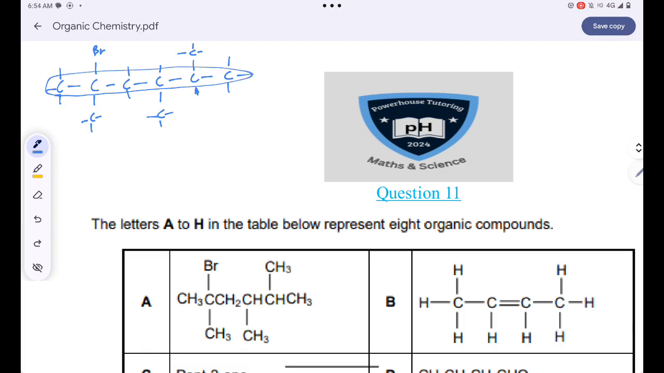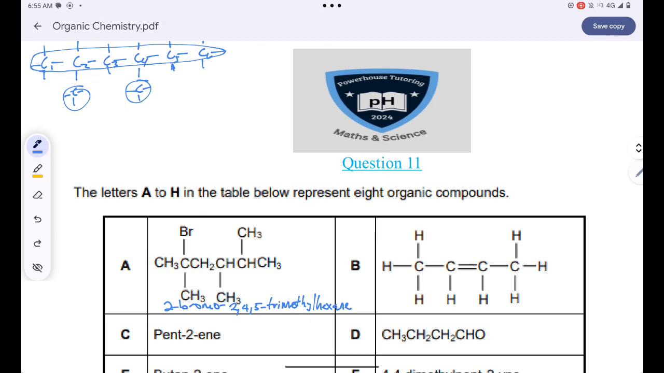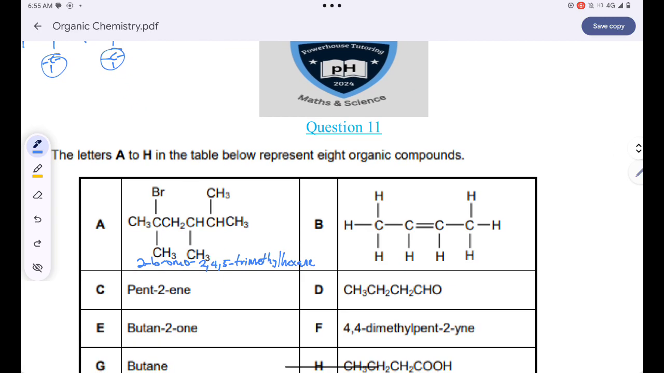And the IUPAC name will be 2-bromo, and then 2,4. I have 1, 2, 3, 4, 5, and 6. It's 2,4,5-trimethylhexane. That will be the IUPAC name. And this compound is a haloalkane because of this.